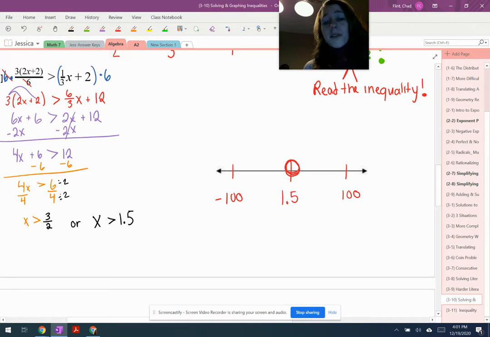greater than 1.5, so I'm going to shade in the direction where the numbers are greater than 1.5. Notice how when I'm shading this time, I'm being very careful to not fill in that open circle. That circle needs to remain open. Okay, there we go.